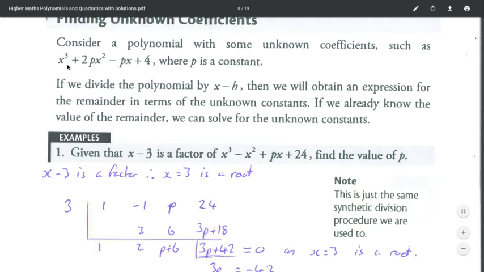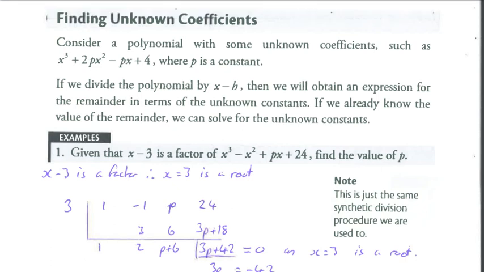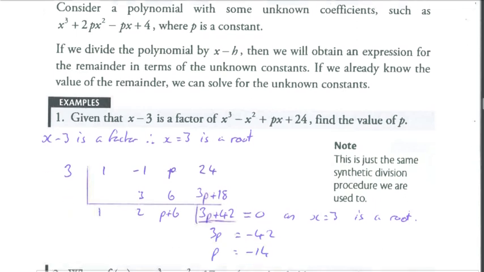So if we have a polynomial such as x cubed plus 2px squared minus px plus 4, where p is a constant, we are going to be looking at how to find the value of p. If we divide the polynomial by x minus h, then we will obtain an expression for the remainder in terms of the unknown constants. If we already know the value of the remainder, we can solve for the unknown constants. So let's have a look at how we go about doing that.